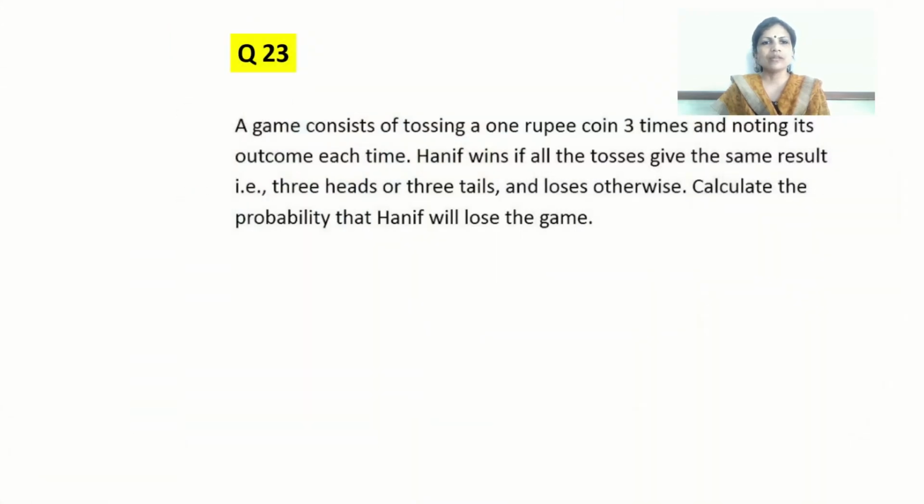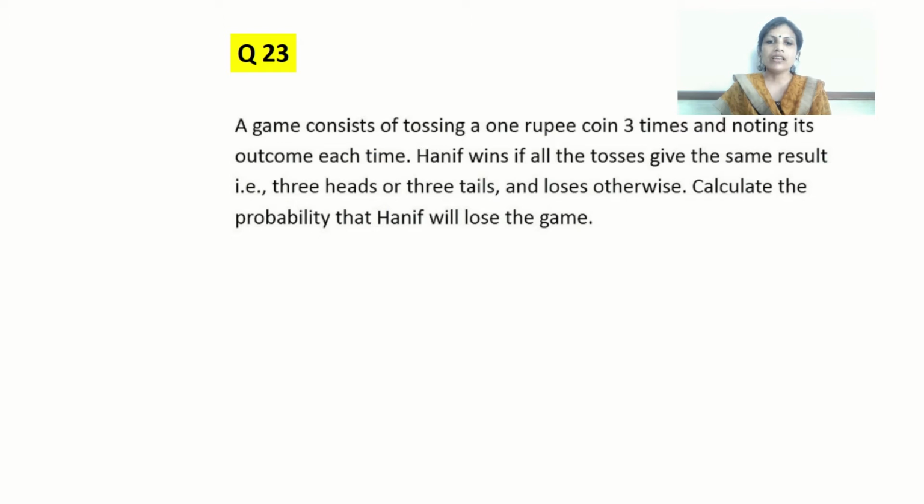So this is question number 23 from exercise 15.1. The question is, a game consists of tossing a 1 rupee coin 3 times and noting its outcome each time. Hanif wins if all the tosses give the same result, that is 3 heads or 3 tails, and loses otherwise. Calculate the probability that Hanif will lose the game.